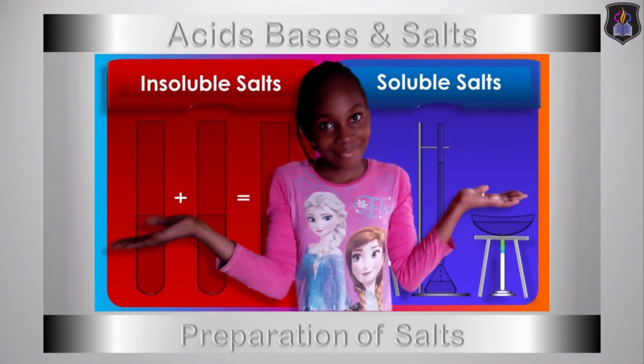In our tutorial on methods of salt preparation, we learned that one of the methods of preparing soluble salts is from the reaction between acids and bases. However, the nature of the salts when dissolved in water depends on the strength of the acids and bases that reacted. To learn more about acids, bases, and salts, check the link in the description.